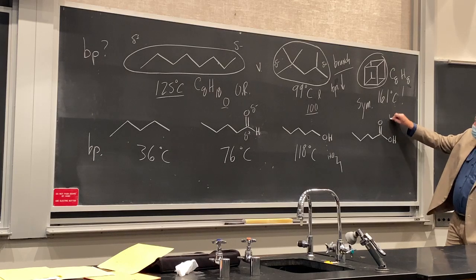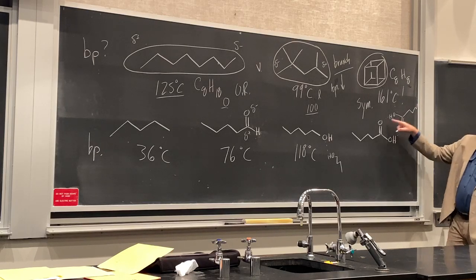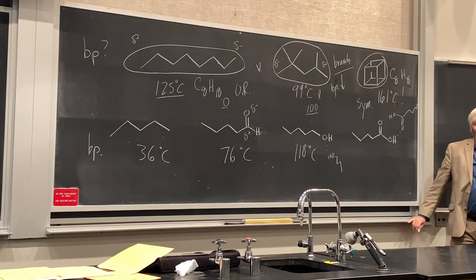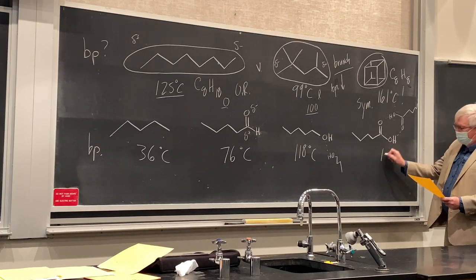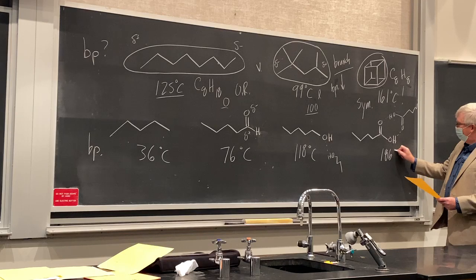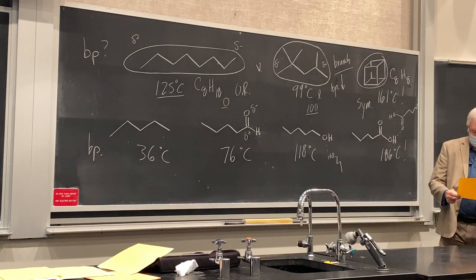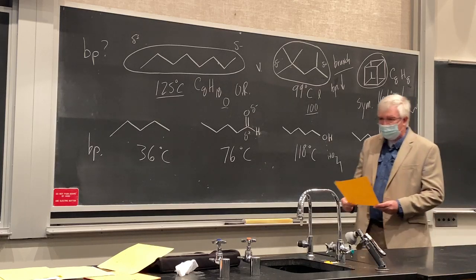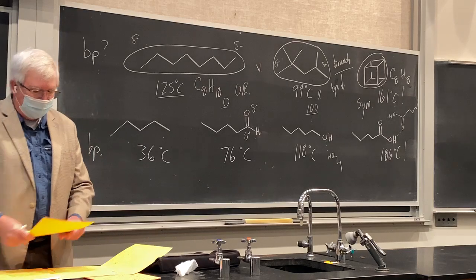In fact, these guys are symmetrical enough, the functional groups, they can sit like this and form these dimeric hydrogen bonds, the geometry of that. So what would you predict here? Higher still, right? 186. Wow. Okay. So carboxylic acids tend to be the highest boiling there. But molecular weight can play a factor too.